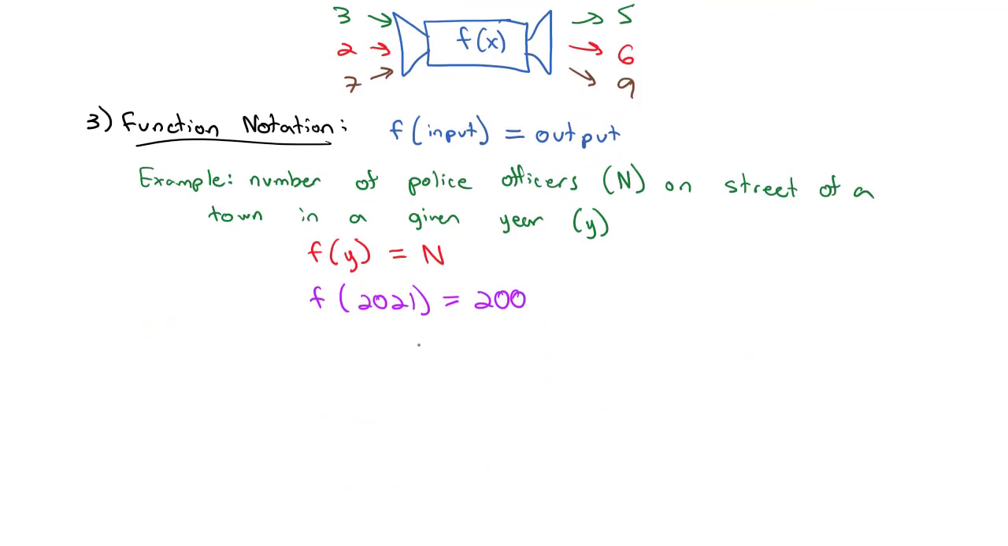In other words, what that's saying is the input is 2021, that's the year, and the output is 200, that's the number of police officers. In 2021, there were 200 police officers. That's the idea of function notation. It doesn't mean F times Y. It means F is the function machine, and that number Y, whatever number is there, is put into the function to give us some output.